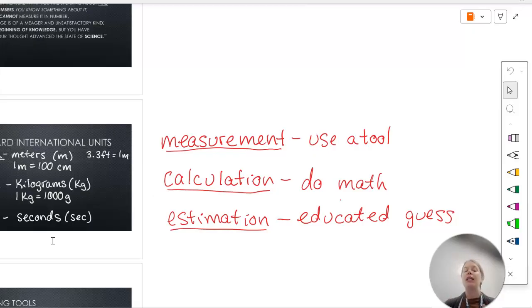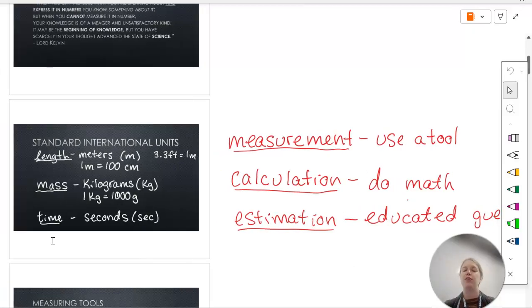A calculation is math. So you've done the math. So you're typing something into a calculator, you're multiplying two numbers together. That isn't a measurement, that's a calculation. And then an estimation is an educated guess. I guess that you're about 5 feet tall.